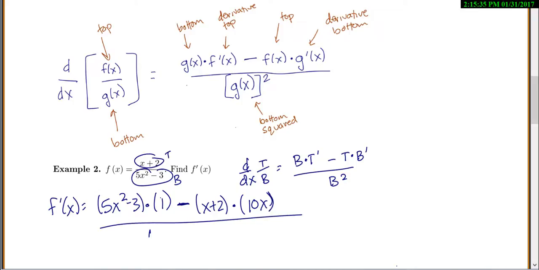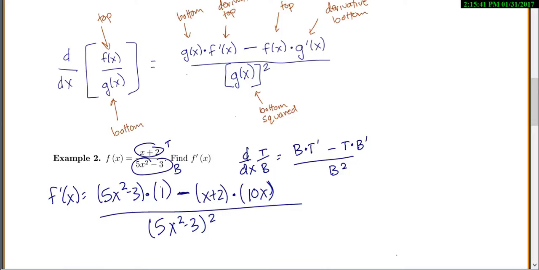All over the bottom squared, so you don't change anything or do anything, you just write the bottom and then square it. And that would be our answer. You could probably simplify this one fairly easily, but I'll let you do that on your own time.